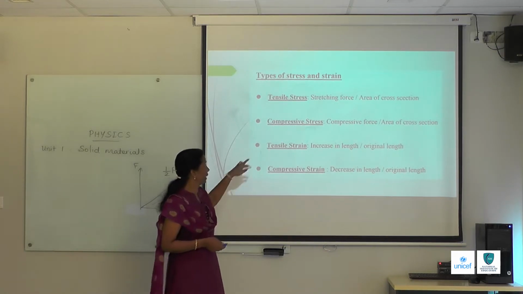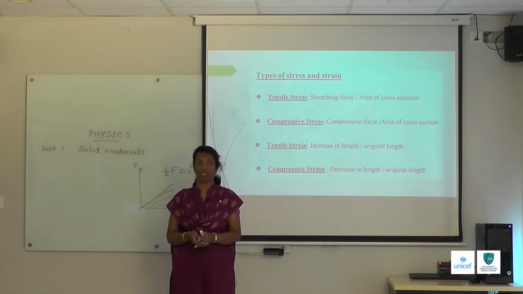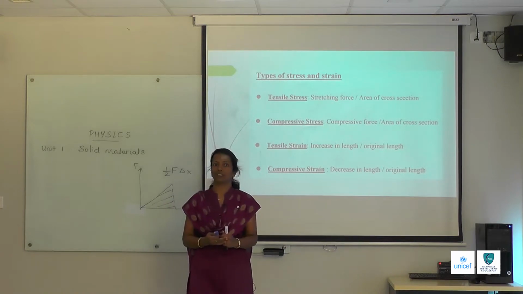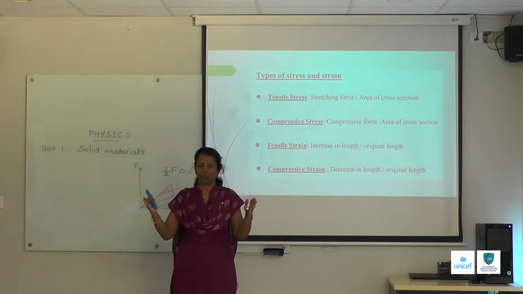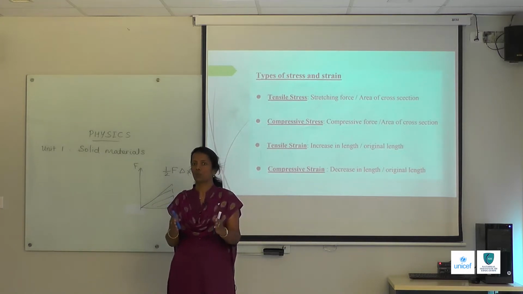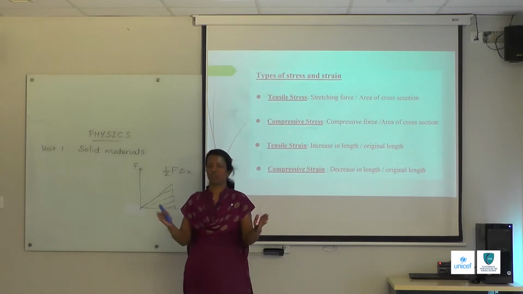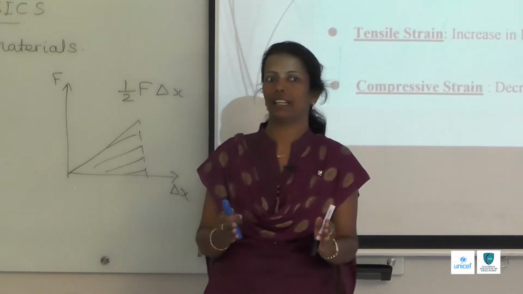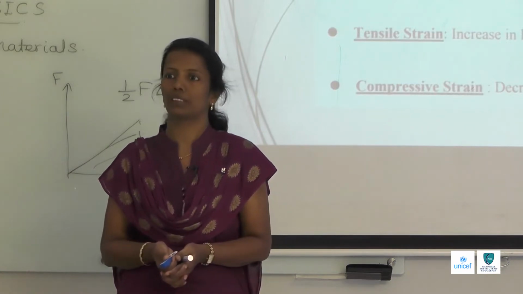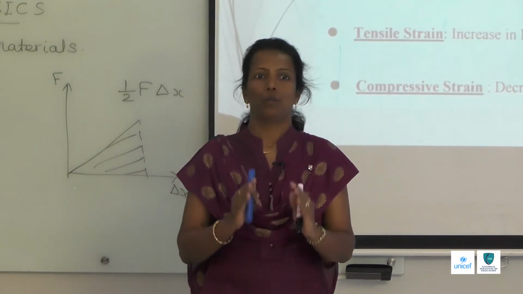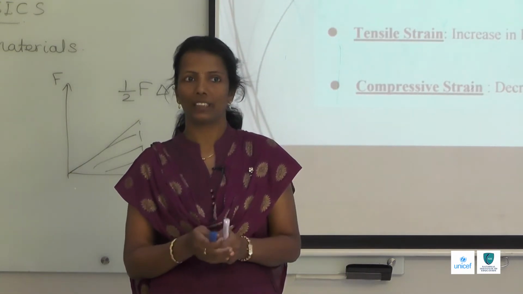Tensile stress actually creates the tensile strain, which is increase in length divided by original length. The other type of stress that I have mentioned is the compressive stress. If the material is subjected to compression, the material undergoes a decrease in length. So, the compressive stress is defined as the compressive force per unit cross-sectional area, whereas compressive strain is the decrease in length divided by original length. Hope you all understood about the different types of stresses and their corresponding strain.